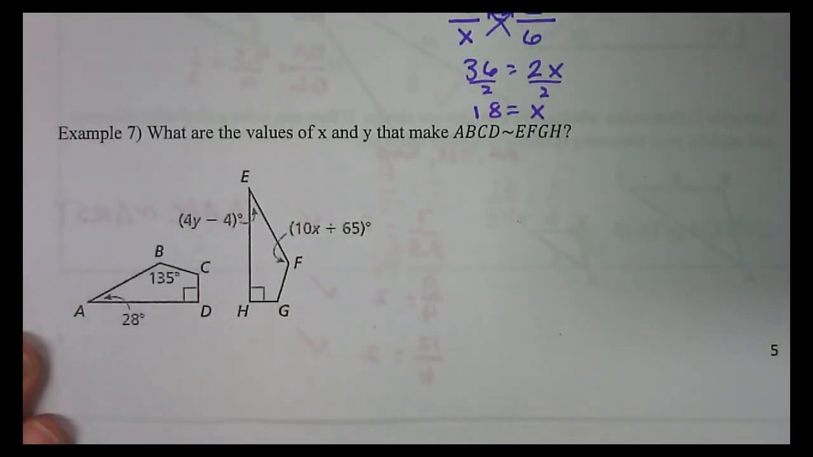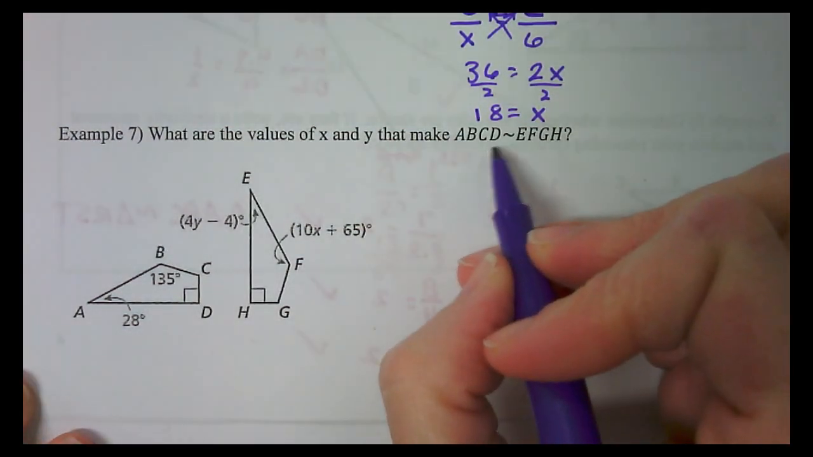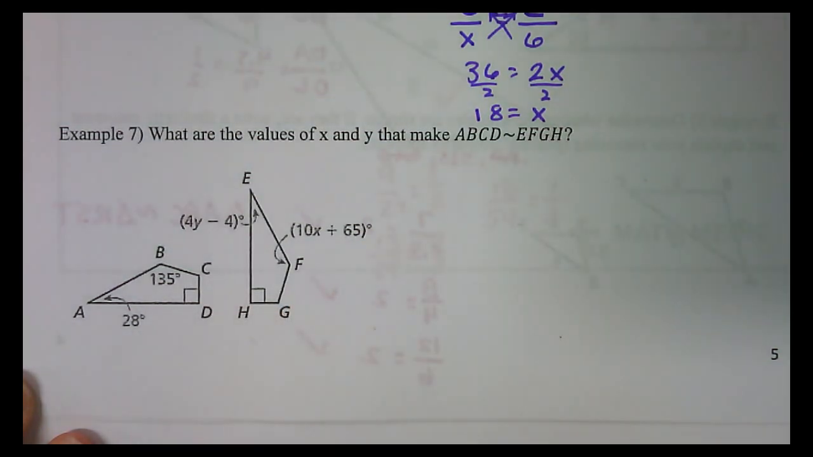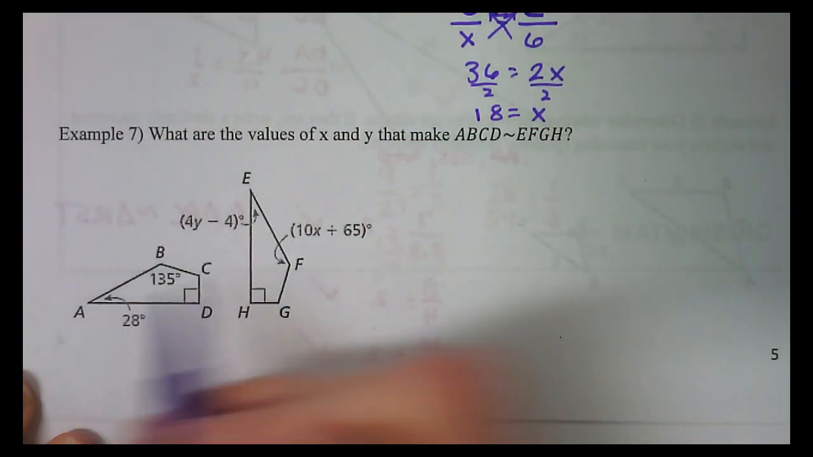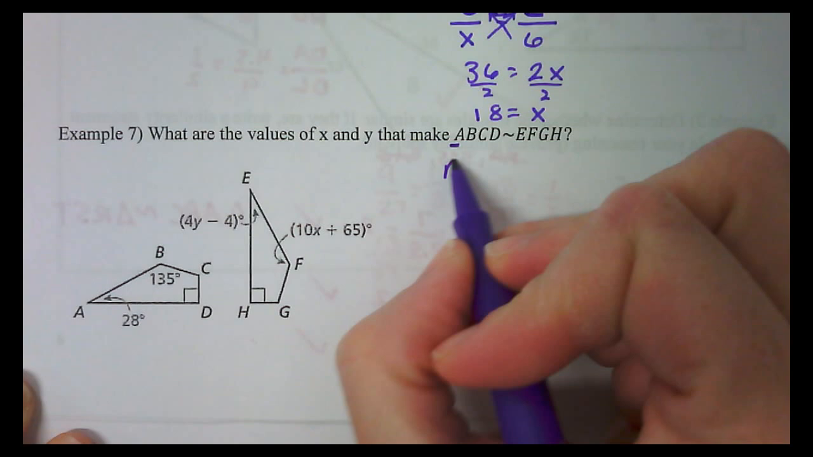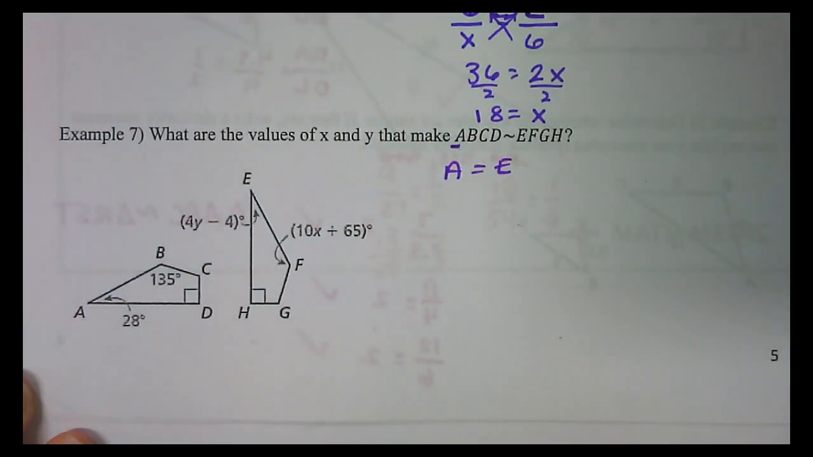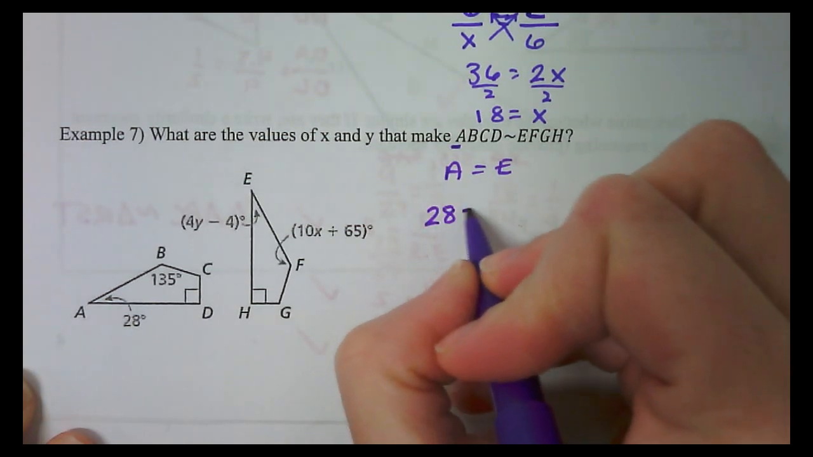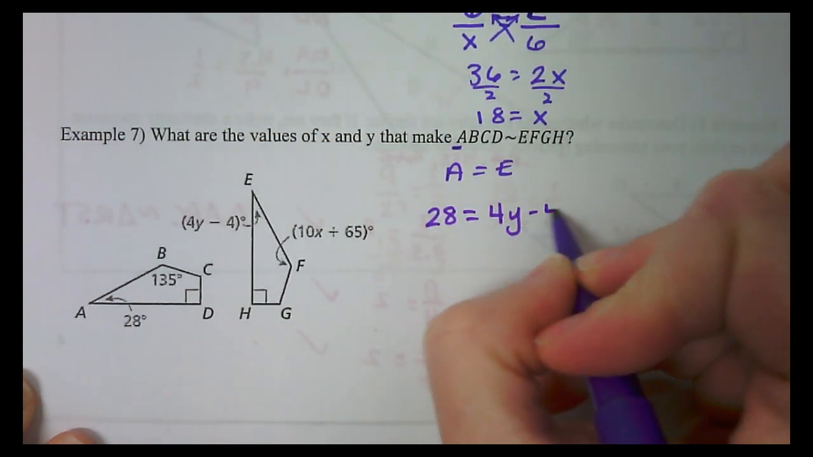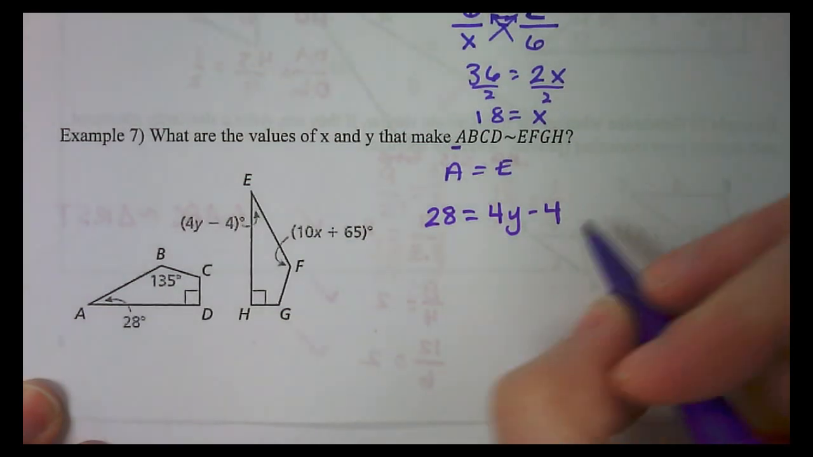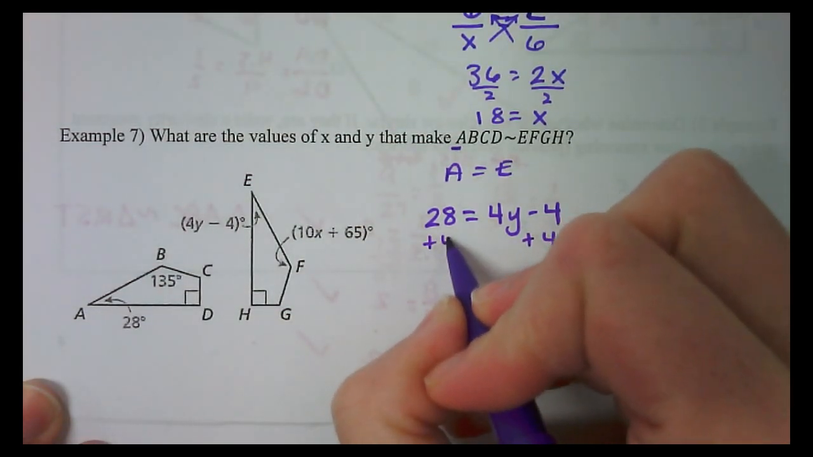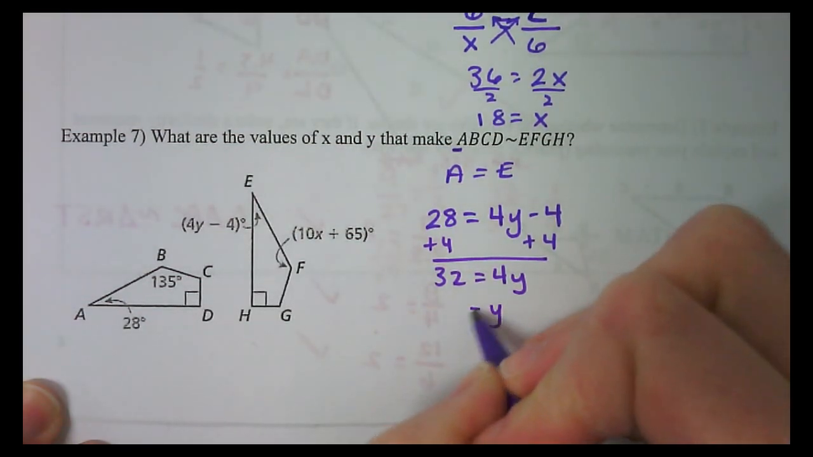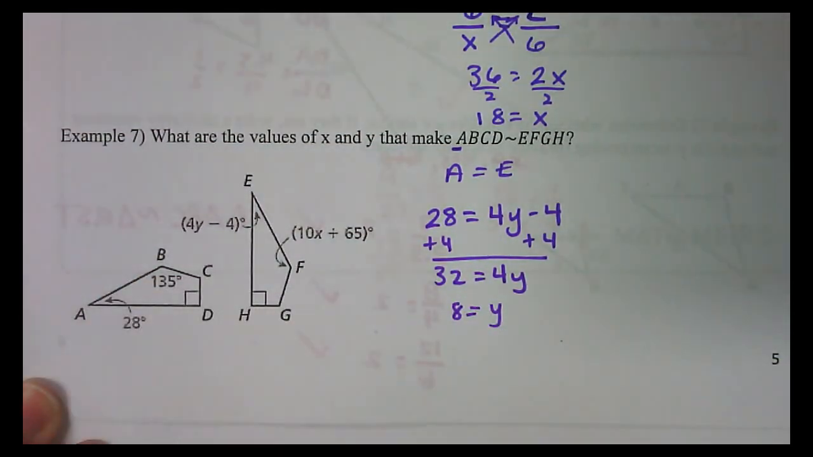Example 7, we've got everything here to tell us how they match up. We're looking at some angles. So angle A is 28. A should be the same as E. So E is 4y minus 4. So 28 should be the same as 4y minus 4. So we're going to solve by adding 4. We get 32. And then we divide by 4 and get y is 8.